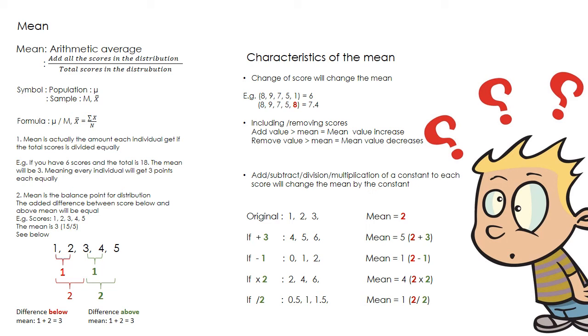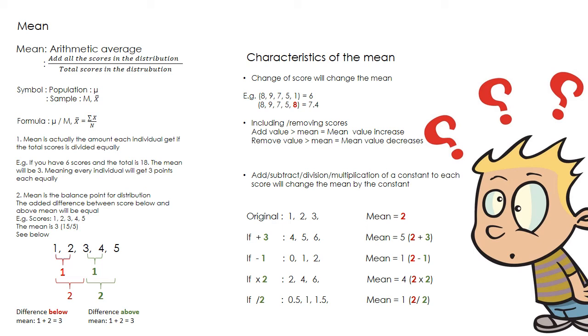So that is what we are trying to say here. 3 is like a balance point. 3 is the mean. Mean is the balance point. So the difference between the scores below and above will be the same. The added difference of the scores below the mean and the added difference above the mean will be equivalent.